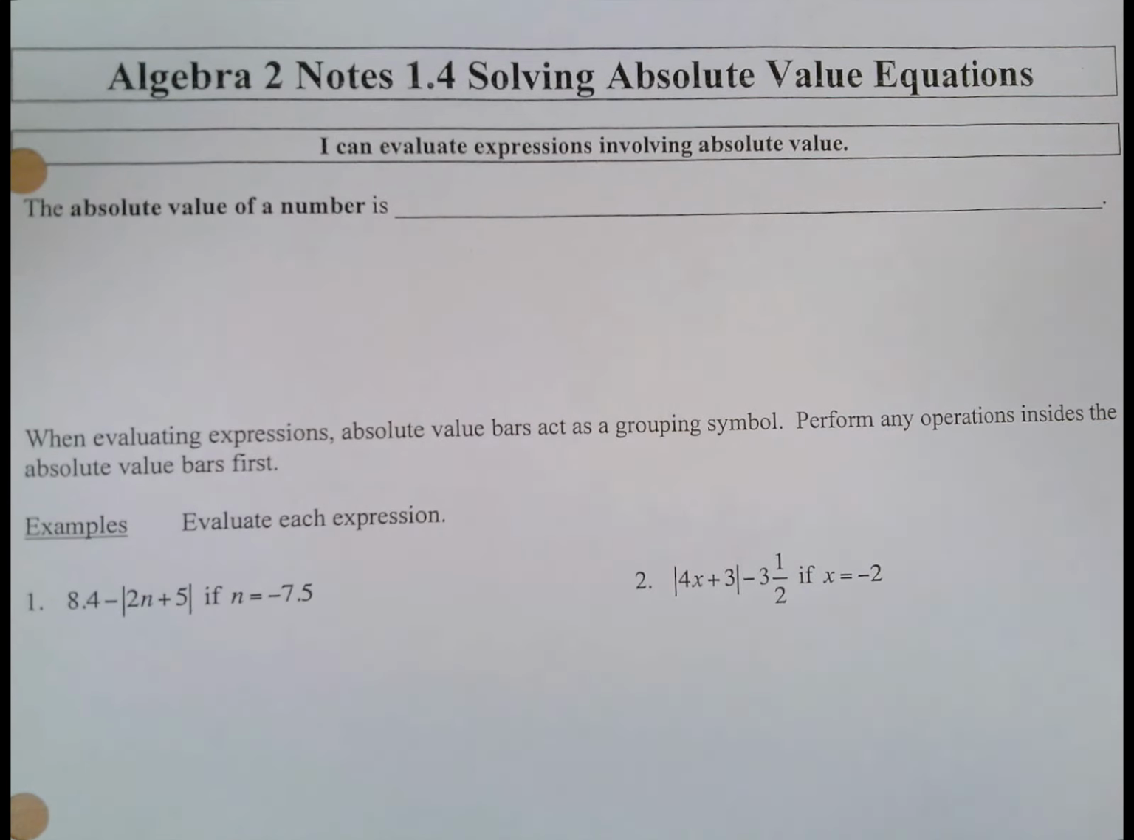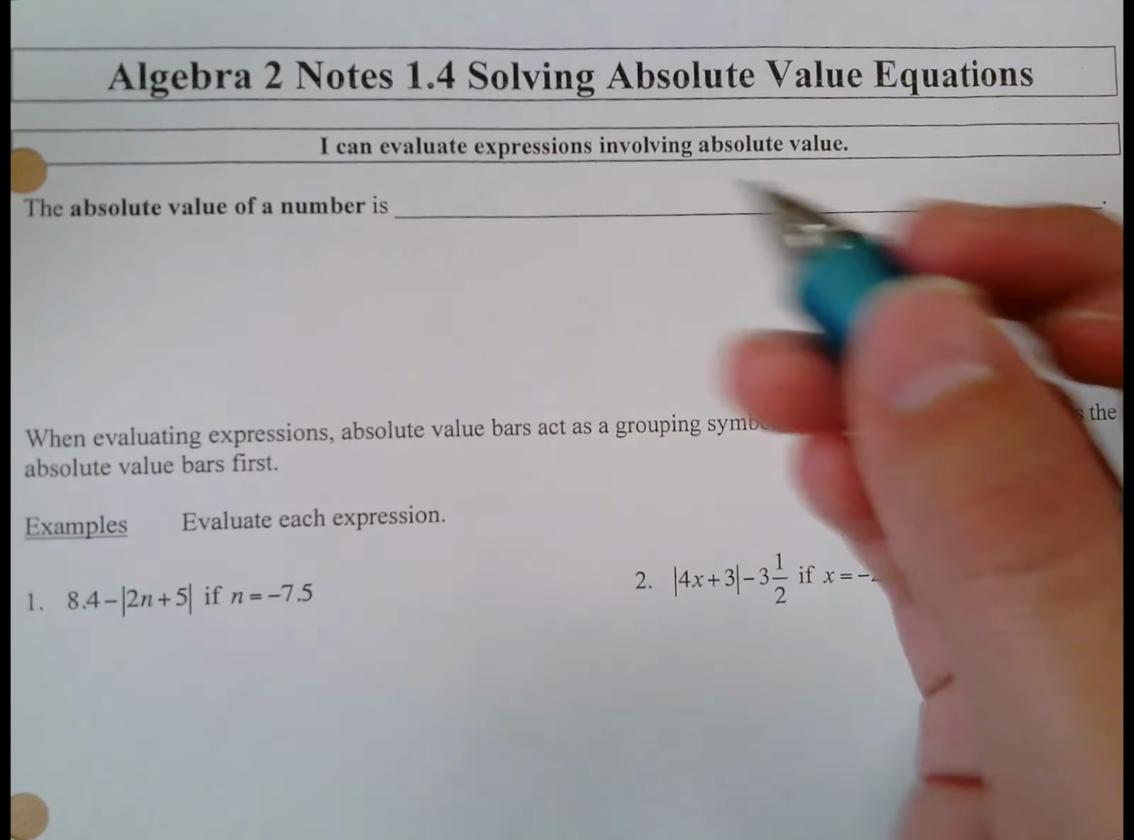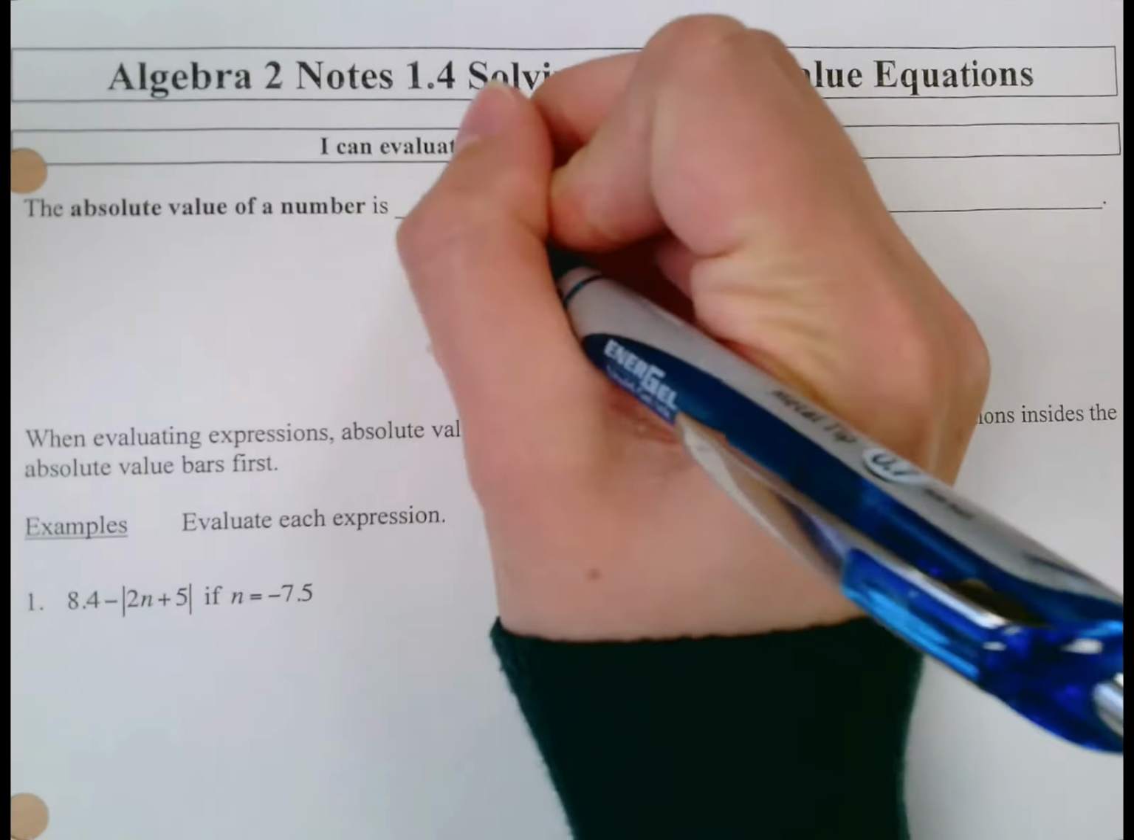But the first goal we're going to look at is being able to evaluate an expression that has absolute value in it, so just reviewing that, working with absolute value. And I first want to review what absolute value is. So can somebody just define what the absolute value of a number is? When we're talking about absolute value, what are we talking about? The value away from zero. Yes. And rather than saying the value, I would say the distance away from zero.